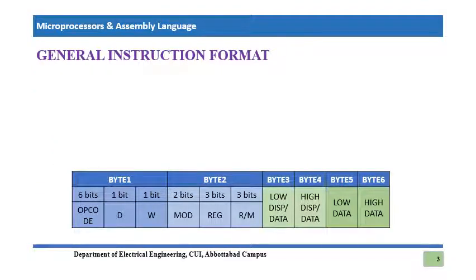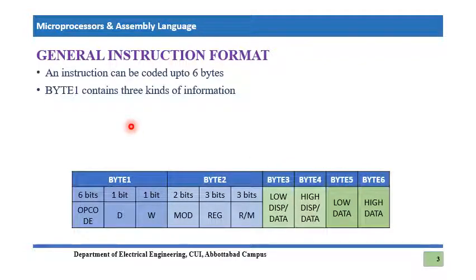Okay, in this slide we are going to discuss the format of machine code. An instruction can be coded in 1 to 6 bytes. That means the maximum size of machine code can go up to 6 bytes. So byte 1, byte 2, byte 3, byte 4, byte 5, byte 6, these are basically the format of machine code. So we are going to discuss byte 1 here.